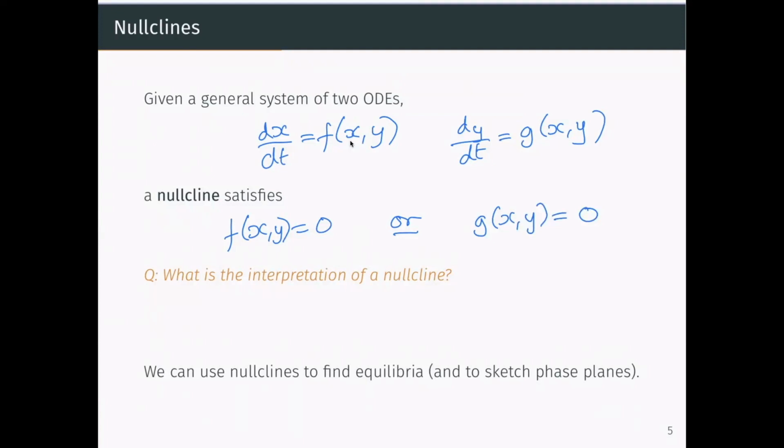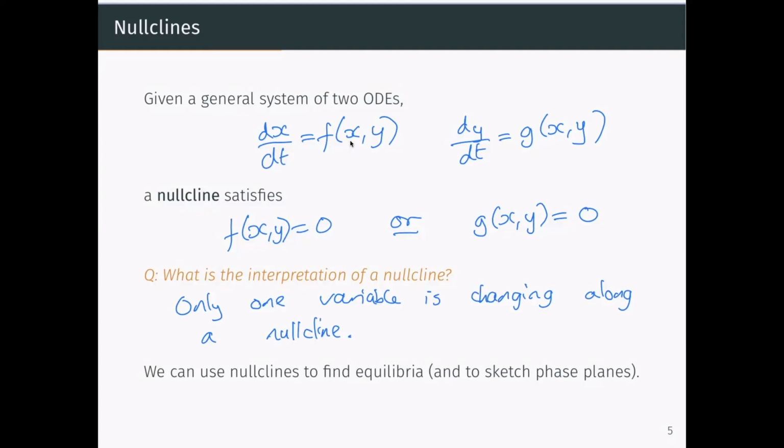So what is the interpretation of a nullcline? Well, if we have either f(x,y) = 0 or g(x,y) = 0, then one of our ordinary differential equations is equal to 0, but the other one could be changing. So, say, dx/dt is equal to 0, but dy/dt is not equal to 0. So only one variable is changing along a nullcline. This will be very important when we come to look at our geometric analysis using phase planes.